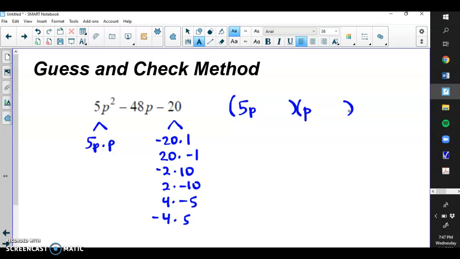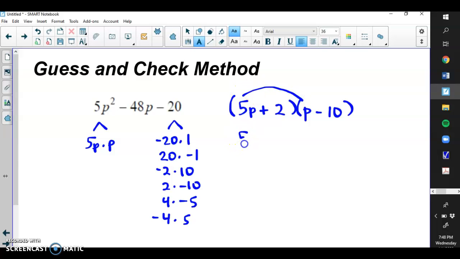We need to figure out how to multiply and get 48, which is a pretty big number. So I am going to guess that I need to have 5 times 10, which is 50. That's pretty close to 48. I'm going to put the 10 in the other parentheses away from the 5p, and I'm going to put the 2 here. Let's just put a plus and a minus and see what happens. Now I'm going to FOIL, or multiply the two binomials, and check to see if I am correct.